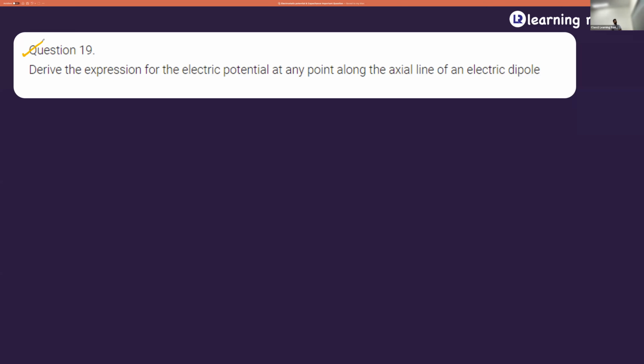derive the expression for the electric potential at any point along the axial line of an electric dipole. Okay. So this one I've already explained. I'll give you 2 minutes time. If you remember, directly start deriving it. If not, refer the derivation which I've taught, write it down and show it to me. Check your notes, make it fast. I'm going to check your notes.